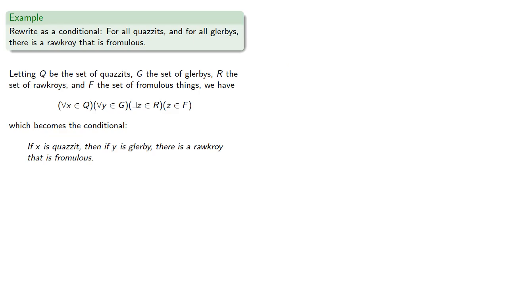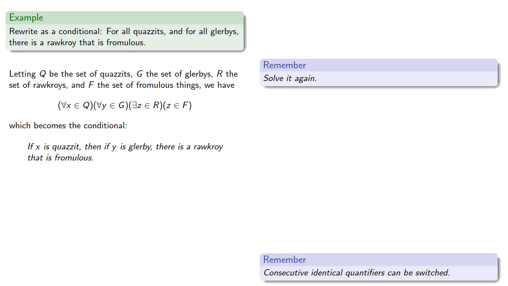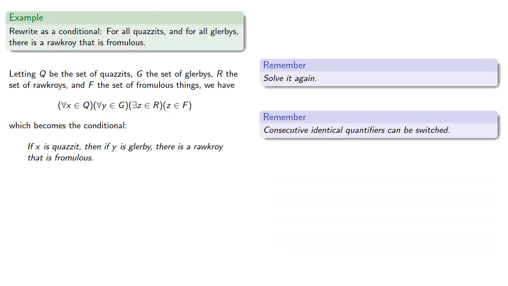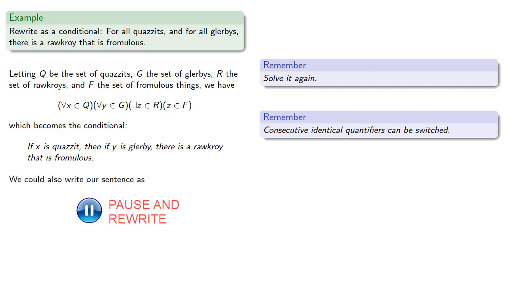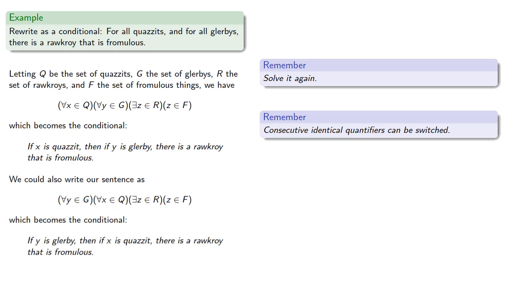So remember, a useful strategy is to solve it again, and in this case, remember that consecutive identical quantifiers can be switched. And that means we can write our sentence as. And now our leading universal quantifier is for anything that's a glurby. And so this statement becomes the conditional. If Y is glurby, then if X is quasit, there's a rockroy that is fromulous.